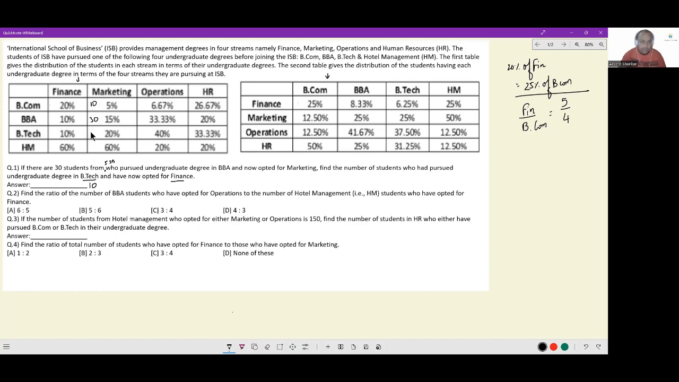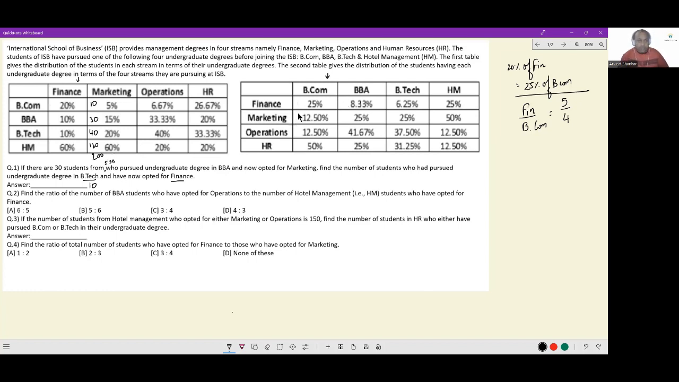and 20% is 40, and 60% is 120. So marketing is 200. Total marketing is 200. Now see, last time in the initial go, I filled up the left table. I can also fill up the right.